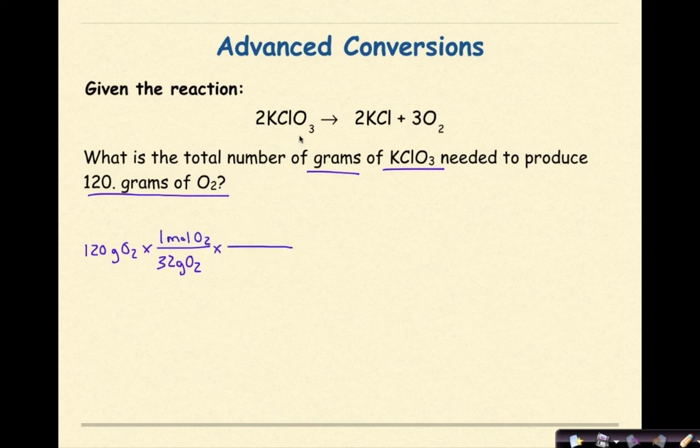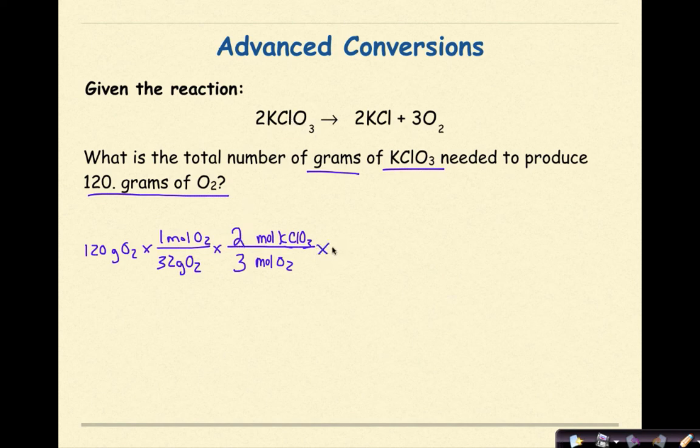Then we can get to the step where we can use the balanced equation to convert from moles of O2 to moles of KClO3. I cannot stress again how important it is to realize you have to go from mass to moles in order to get from one substance to another based on this balanced equation. Then I'm going to look at the coefficients from my balanced equation to fill in this ratio. There is a 3 in front of the O2, so 3 goes here. There is a 2 in front of the KClO3, so I put my 2 there.